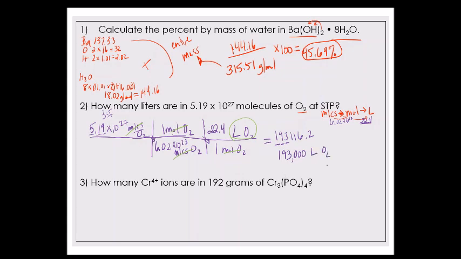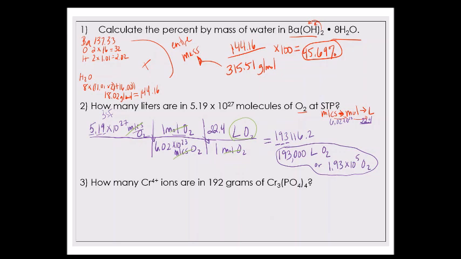Don't forget your substance. Now, if you don't like this big number, you can always change it over. 1, 2, 3, 4, 5. So this would be 1.93 times 10 to the 5th liters of O2. Can definitely do that. And those would be either or would be an appropriate answer to this question.